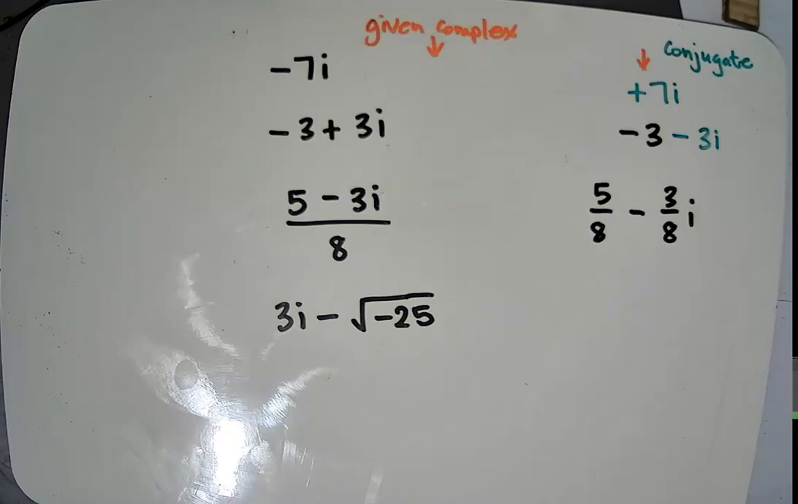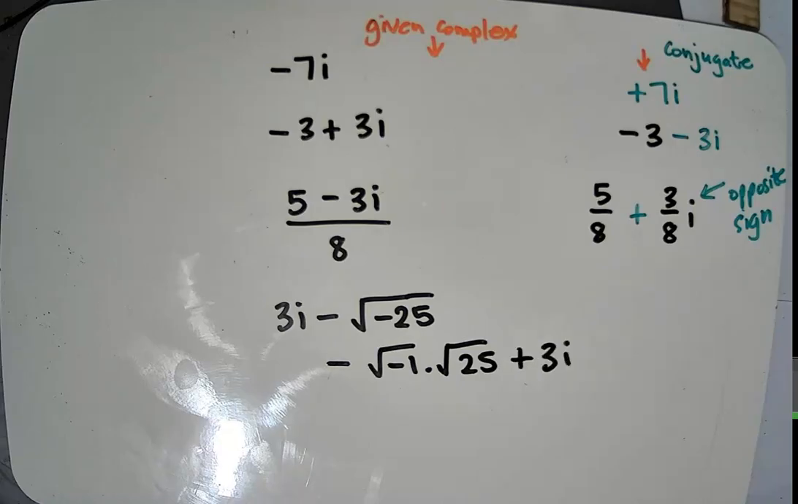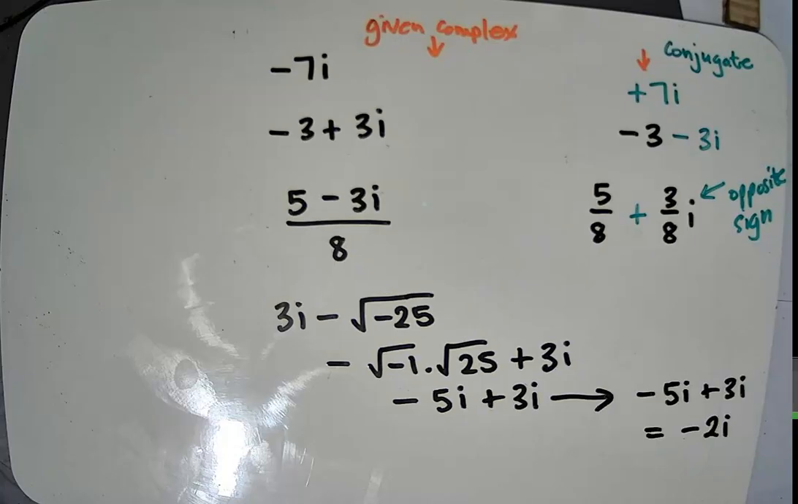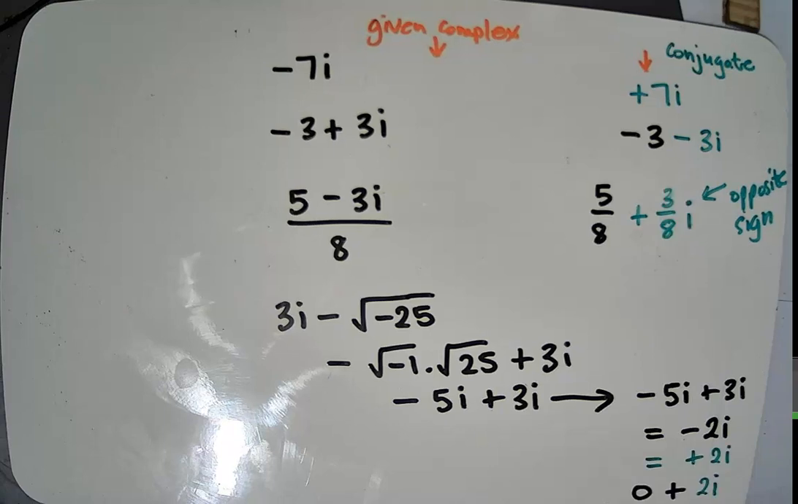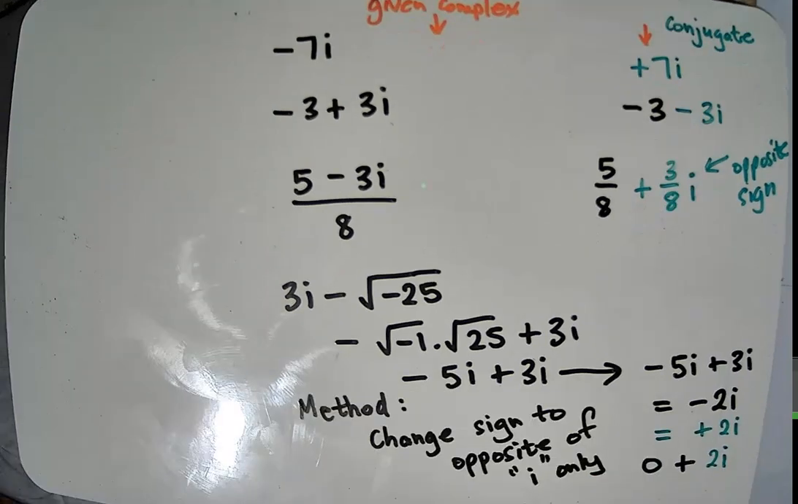Right, so here we have 3i minus root minus 25. So the first step is to break that up into square root of minus 1, square root of 25. So there we have it with the negative sign in front. Notice that that is plus 3i, so we can write it at the back. So this will give us in the front, square root of 25 is 5. So this root minus 1 becomes i, plus the 3i. Simplify this, we'll now get minus 2i. So minus 2i, what is the conjugate of that? Plus 2i. The real number is 0. So remember that the method is to change the sign to the opposite sign of only the i.